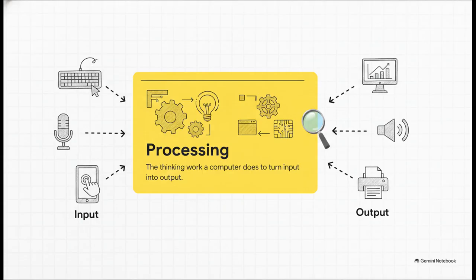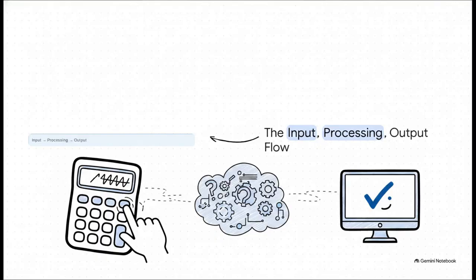Well, we all know computers take input and spit out output, right? But the real magic? That happens in the invisible middle step. The machine actually has to work with the data. That thinking work, taking raw input and turning it into something meaningful, is what we call processing. Think of it as the ultimate core flow of computing. Input flows in, processing happens, and output comes out.